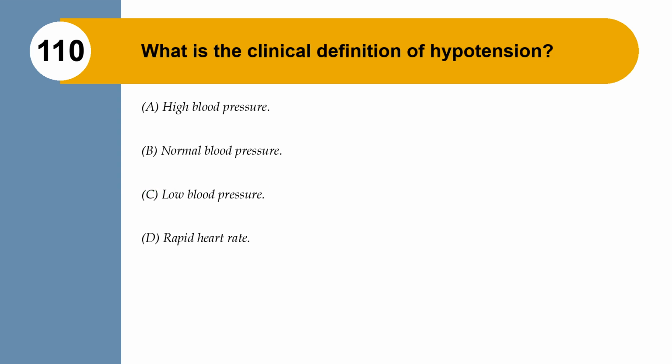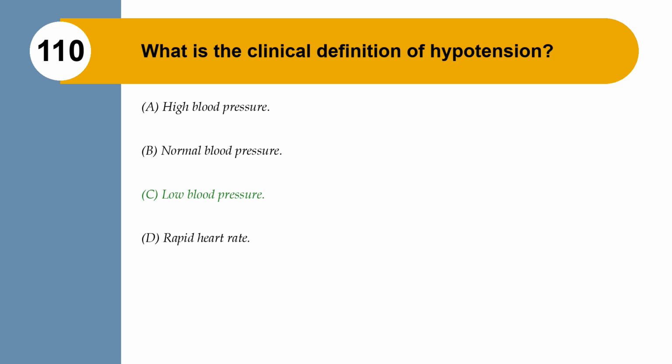Question 110. What is the clinical definition of hypotension? Option A, high blood pressure. Option B, normal blood pressure. Option C, low blood pressure. Option D, rapid heart rate.